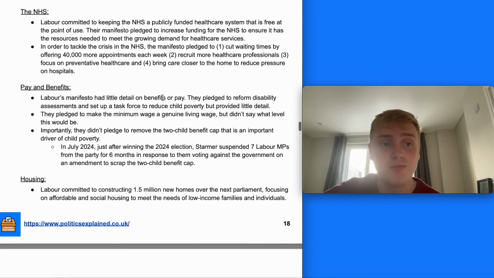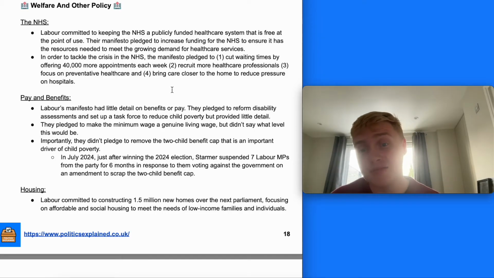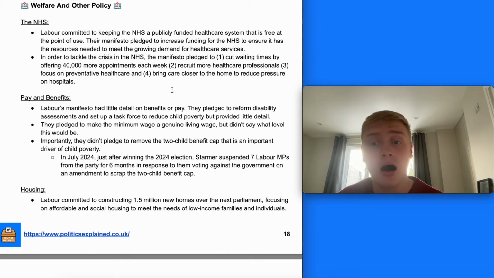In terms of pay and benefits, they had little detail on it, despite this previously being, I suppose, quite a key part of Labour Party's identity and policy. They pledged to reform disability assessments, set up a task force to reduce child poverty, but provided little detail on how. They pledged to make the minimum wage a genuine living wage, but didn't say what level this would be. And importantly, they didn't pledge to remove the two-child benefit cap that's an important driver of child poverty.